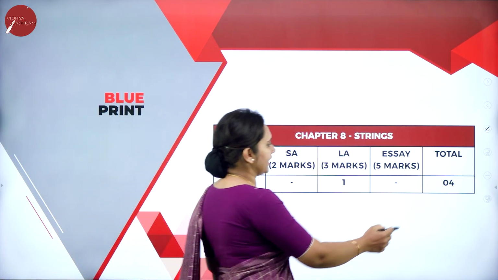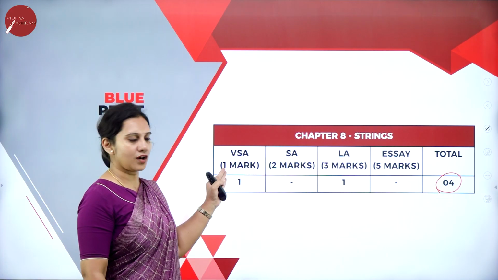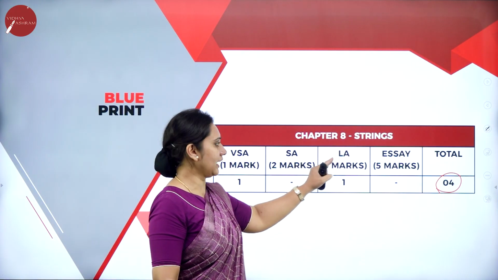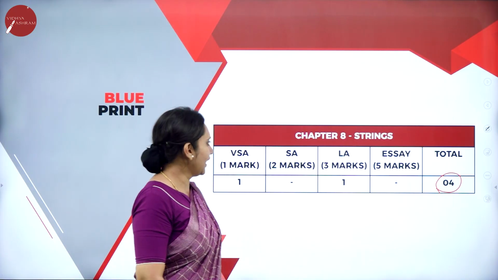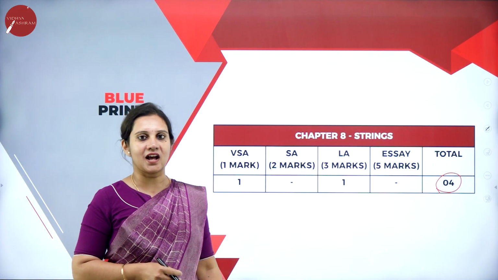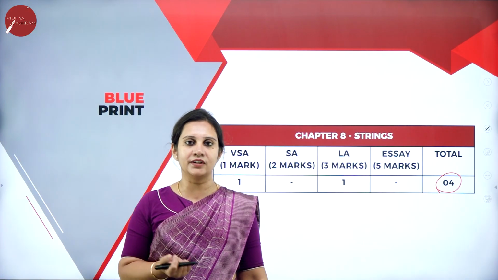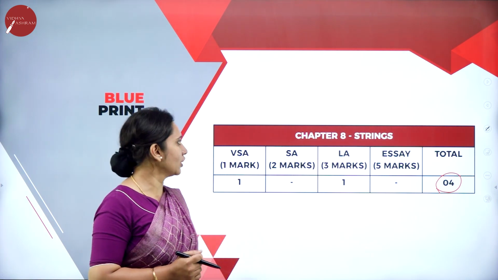Now let us see what the weightage is. The total weightage of this chapter is 4 marks. The short answer is 1 mark, 1 question, and the long answer type is 3 marks, 1 question. So in total it is 4 marks. Now let us understand what exactly a string means, which is a very interesting and very easy chapter and topic.